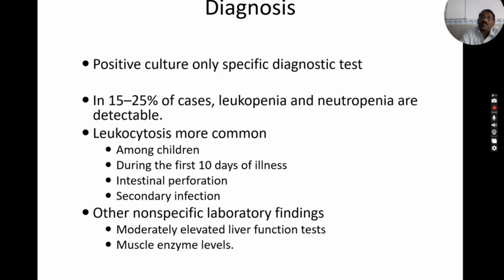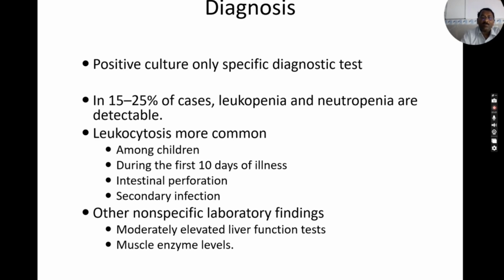Last week I discussed dengue fever, where there is also neutropenia and then thrombocytopenia. Neutropenia appears first and then the thrombocytopenia. Here again in enteric fever, in about 15 to 25% of cases, you can see leukopenia and neutropenia because it's a gram-negative sepsis. In gram-negative sepsis, mostly leukopenia. Leukocytosis is also common among children during the first 10 days of the illness, intestinal perforation, and secondary infections.